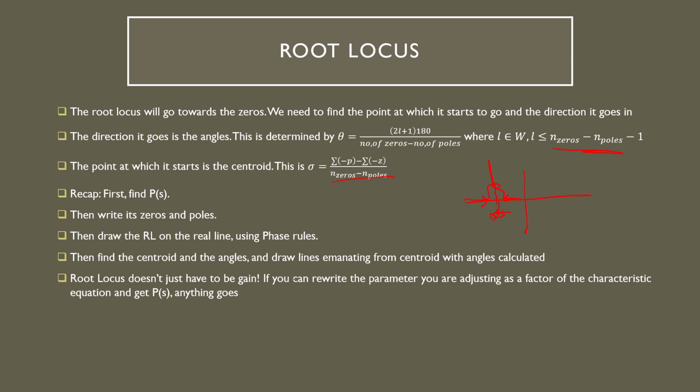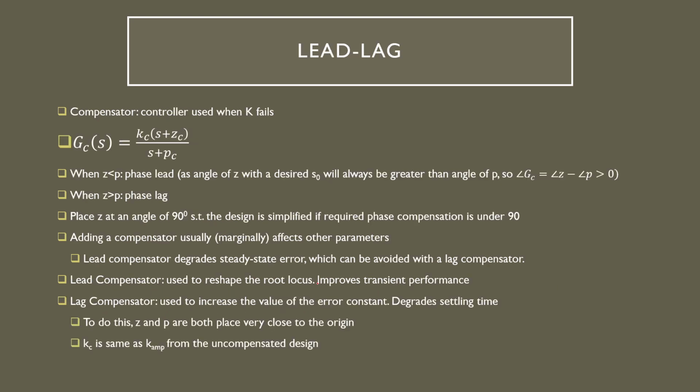Remember, the root locus doesn't have to be gain. If you can rewrite the parameter you're adjusting as a factor of the characteristic equation and get P of s, anything goes. For more details, you can look at the lecture slides.